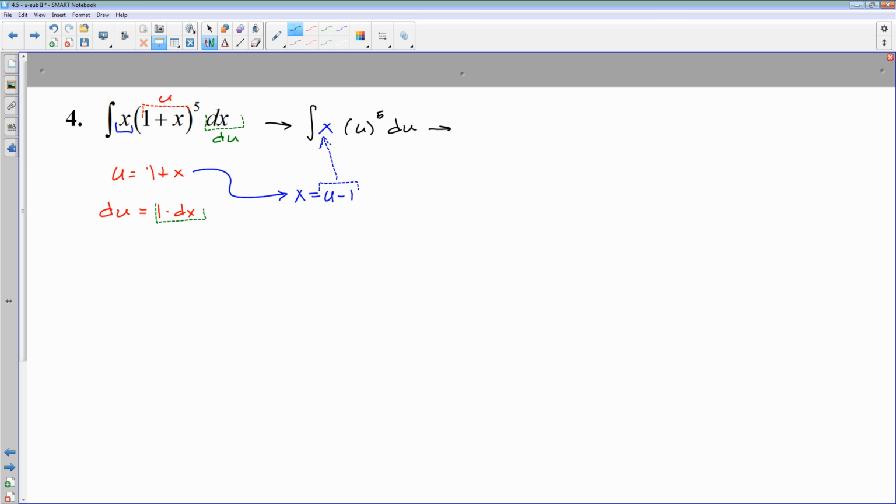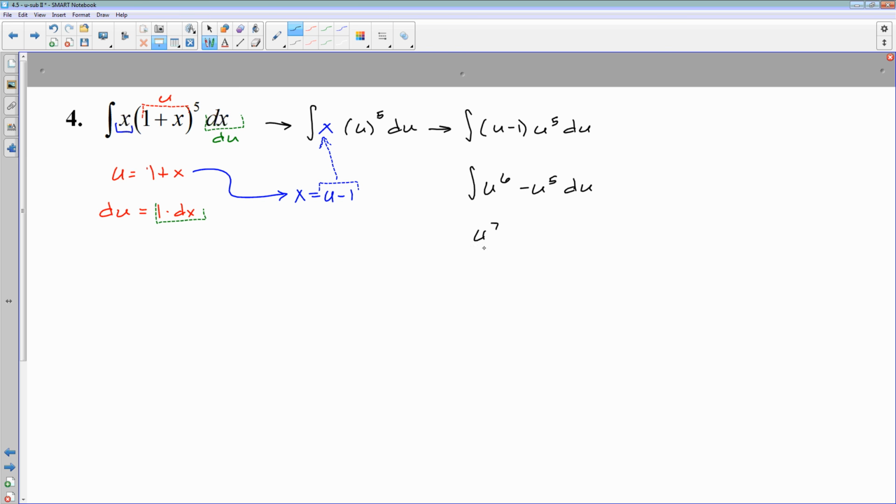So now my integral is going to turn into the antiderivative of u minus 1, that's going in the place of the x, times u to the fifth du. And I now have everything in terms of u, and I can go on with the antiderivative. For this problem, it's a product, but I can easily distribute that u to the fifth. So it's going to turn this into u to the sixth minus u to the fifth. And now we have a nice cute power rule.